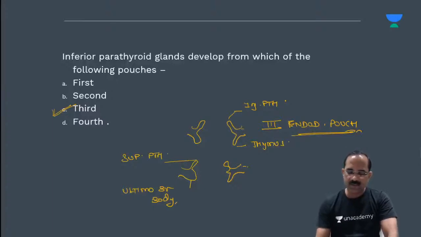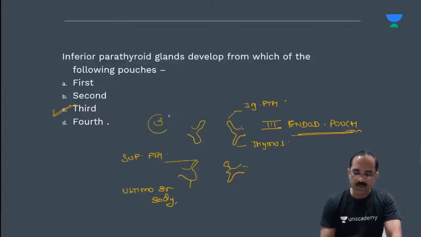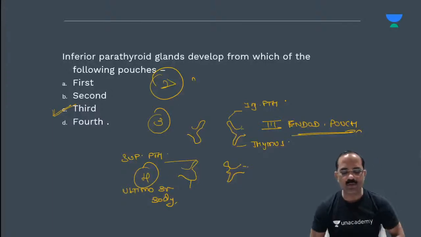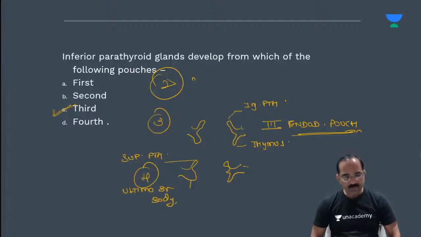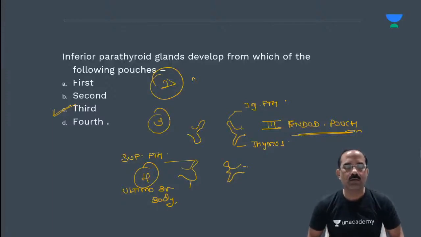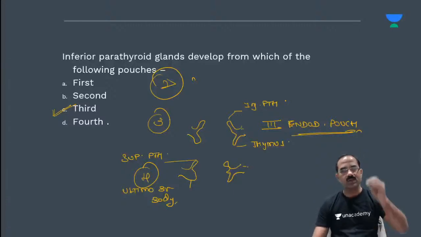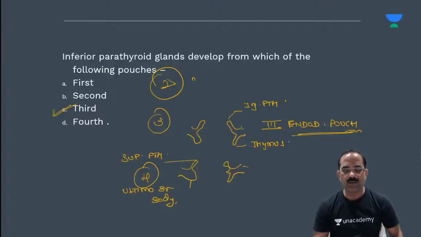Fine, very good. This is the third endodermal pouch, that's the fourth endodermal pouch. What about the second endodermal pouch? Come on, students, answer. These are very fine points, golden, high yield points for you. The second endodermal pouch is going to form the palatine tonsils. Clear? Okay, that's it.